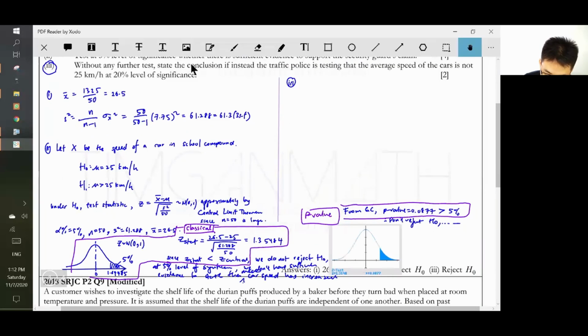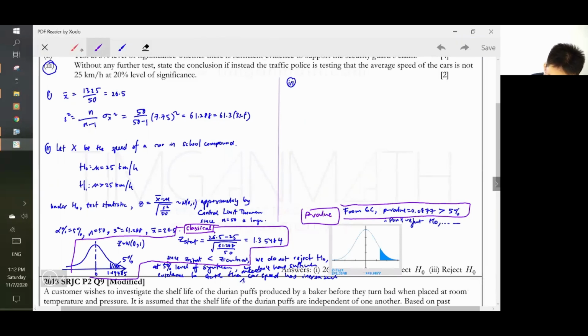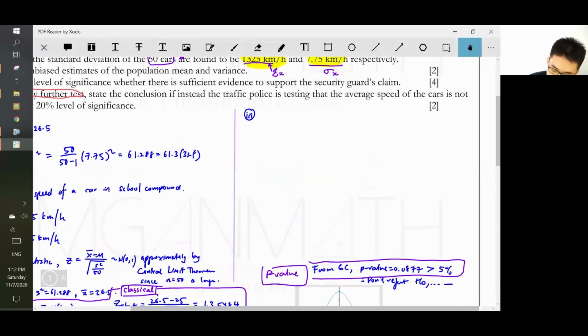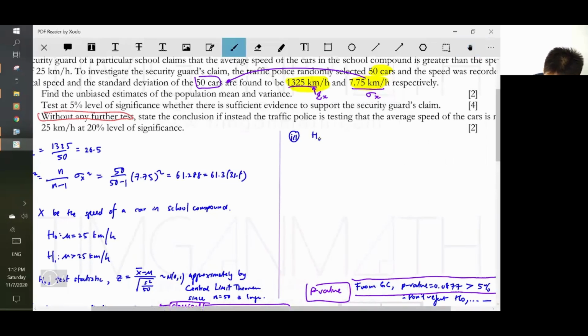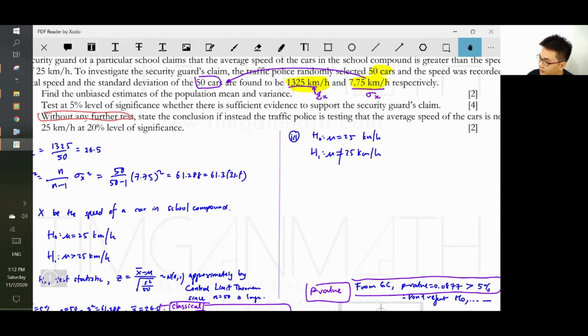So for part 3, without any further tests, the easiest way is to use the p-value method, because now if the police want to see that the average speed of car is not 25 km/h, your H naught is mu equals 25, the alternative will be mu not equal to 25. Means you can either be slower, like driving at 5 km/h, or speeding, like 100 km/h, right? So it's two-tailed. Without any further test, take the conclusion.